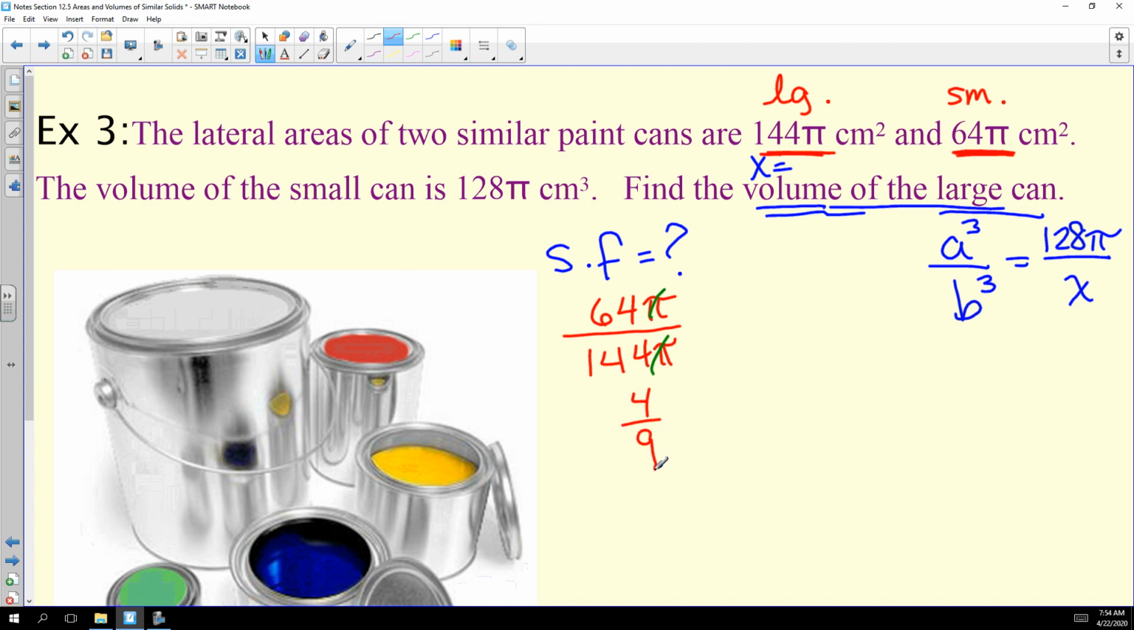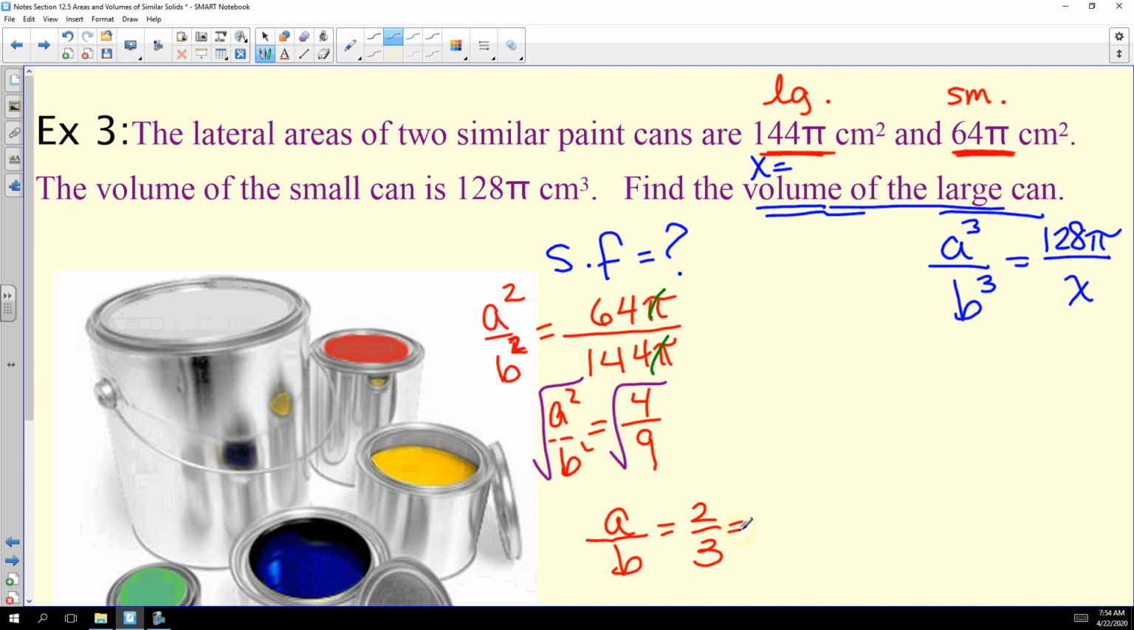Okay, but this is just a comparison of the areas, the lateral areas. So this must be area squared, a squared over b squared. That's that comparison, which means that if we take the square root of the left side and we take the square root of the right side, then that means the scale factor must be 2/3. That's your scale factor. And that is what we're going to use to figure out what the volume of the larger paint can is.